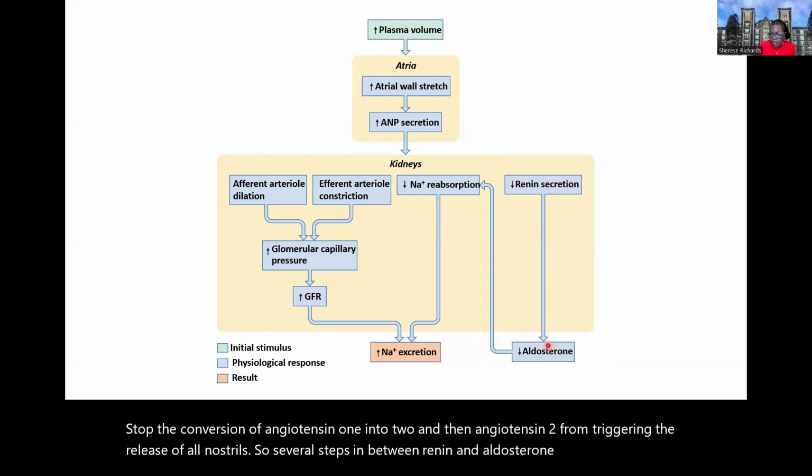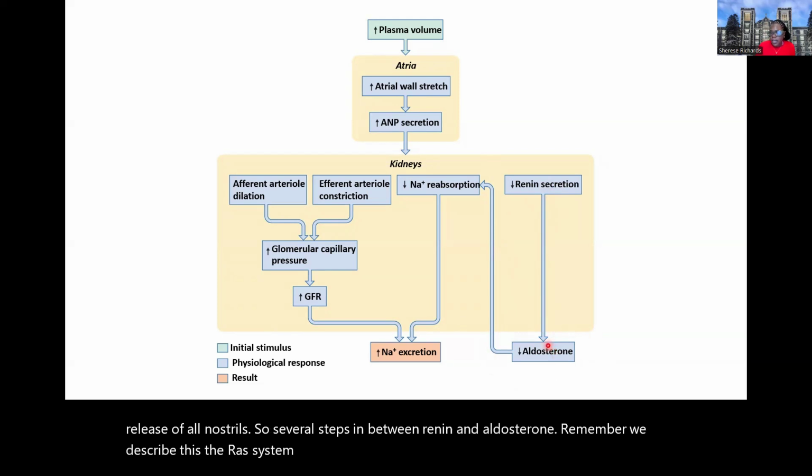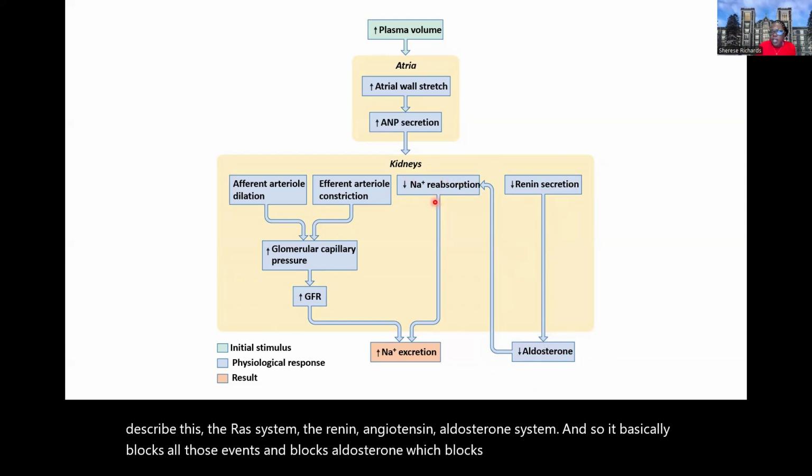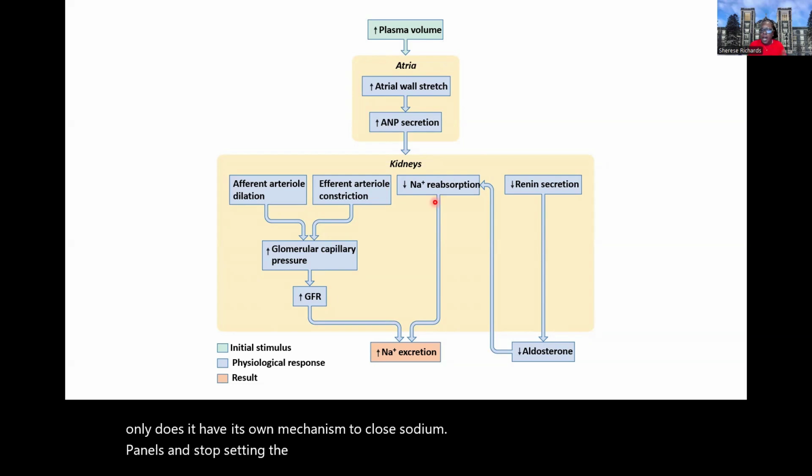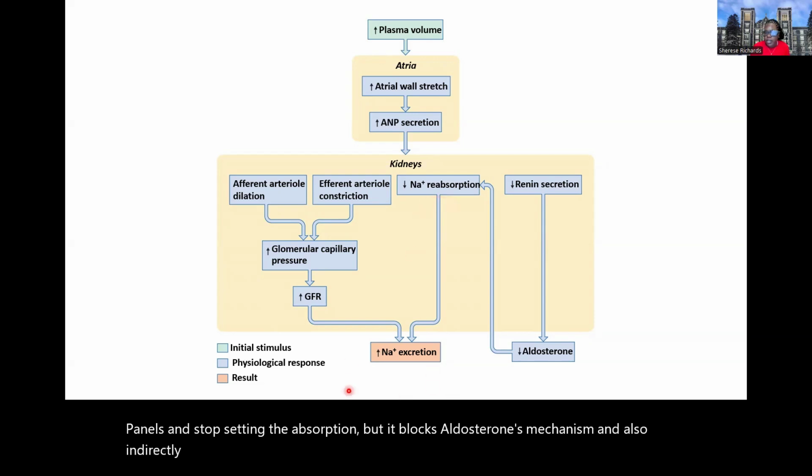Remember, we described this, the RAAS system, the renin, angiotensin, aldosterone system. And so it basically blocks all those events and blocks aldosterone, which blocks sodium reabsorption. So not only does it have its own mechanism to close sodium channels and stop sodium reabsorption, but it blocks aldosterone's mechanism and also indirectly stops reabsorption and increases sodium excretion as well.